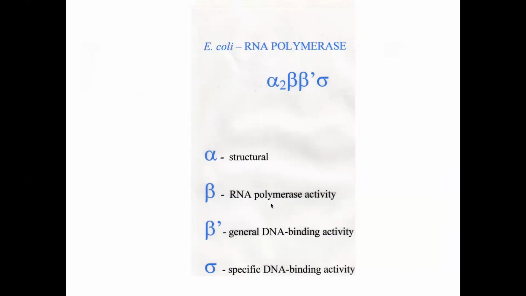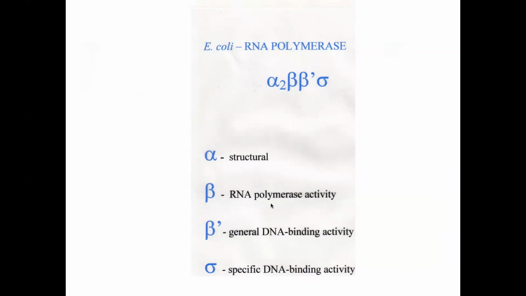Okay. So what does the beta prime subunit do? Well, the beta prime subunit confers general DNA binding activity to the complex. For an RNA polymerase to work, it has to find a gene sequence. And again, the start of a gene is going to be a promoter region. But how does it find chromosomal DNA in a general way so that it can bind to it? Well, that's through the general DNA binding activity of the beta prime subunit.